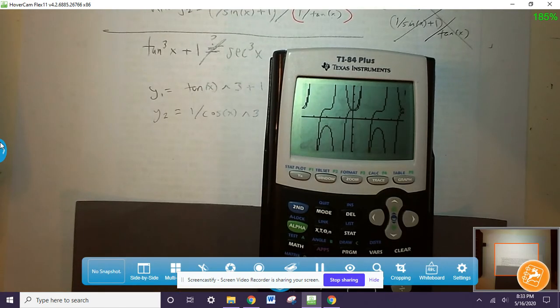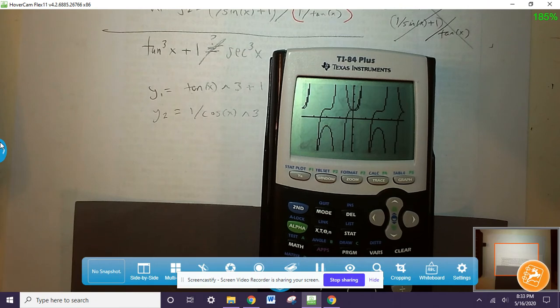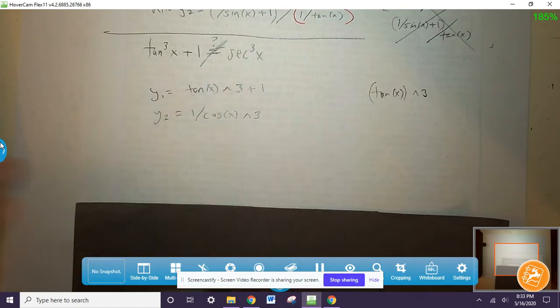So it's a quick way to tell. If you get good at putting these into the calculator, a quick way to tell if the expressions are equivalent is to graph them and see if their graphs match. So these are not equivalent to each other.